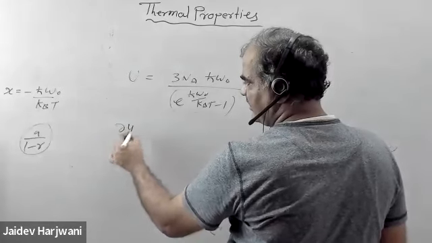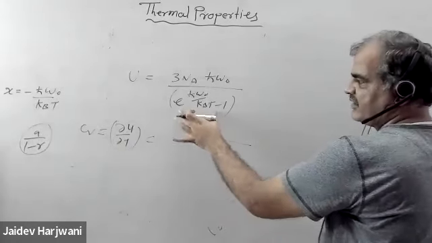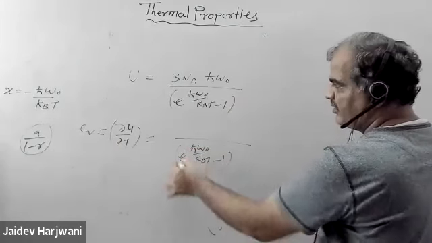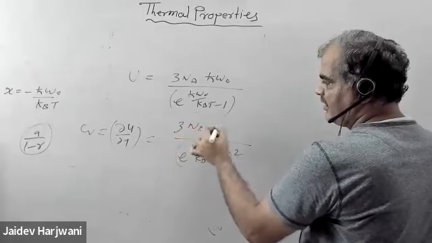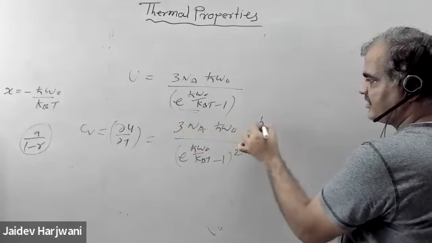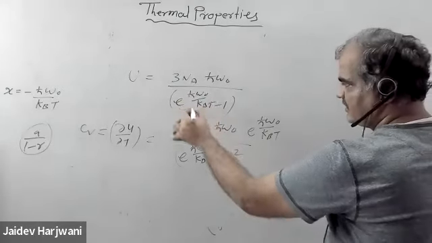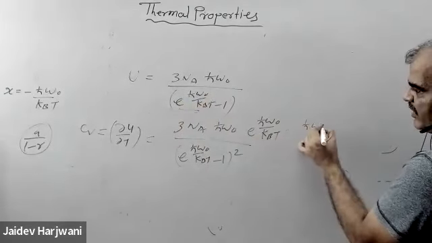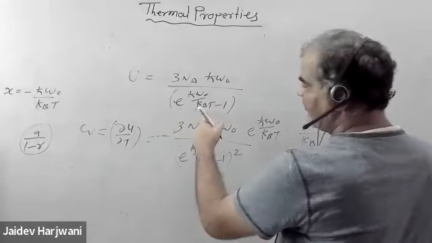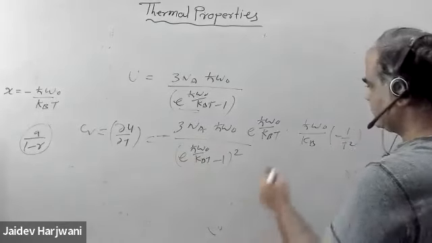So del U upon del T, that is equal to CV. Now first I will do differentiation of this one. This will come, 3 Na ħω₀ upon e to the ħω₀ by kbt minus 1 whole square. ħω₀ is already there. Now I have to do this exponential term. Now this term will give me ħω₀ kb constant, minus 1 by t square, and here also minus is there because I'm doing 1 upon x minus 1. So minus minus, now this minus minus becomes plus.